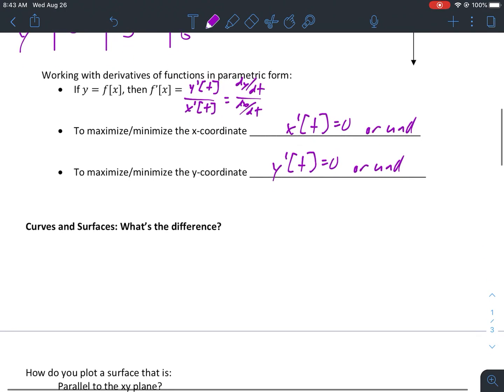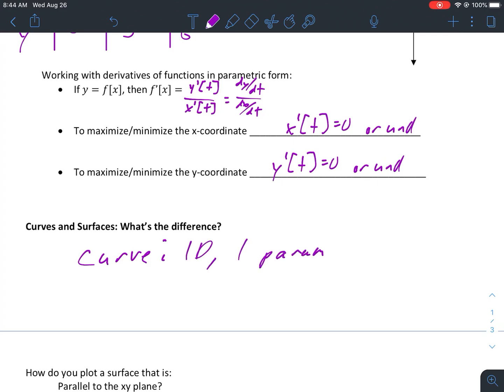Okay, something you might have picked up on in, I believe it was Try It 3, curves and surfaces. A curve is one-dimensional, so we'll call that 1D, and it has one parameter. But meanwhile, a surface is two-dimensional. We'll call it 2D, and it has 2 parameters. We'll start getting a lot more surfaces here very soon.